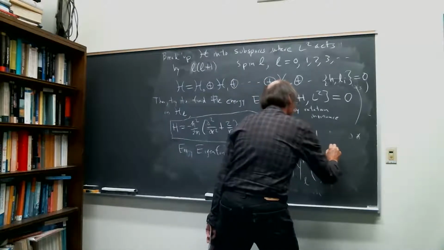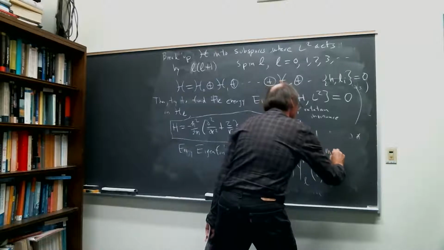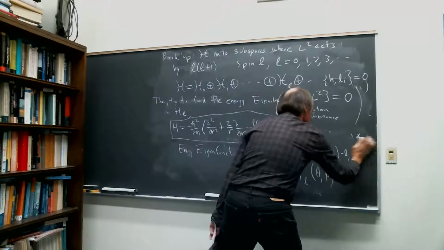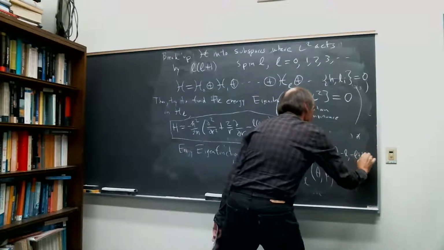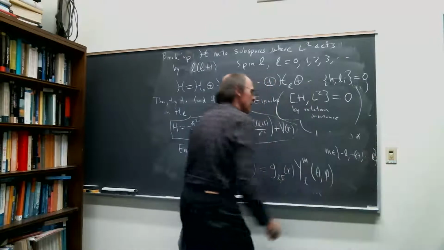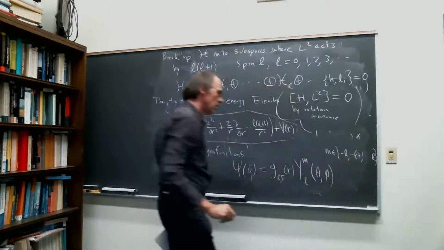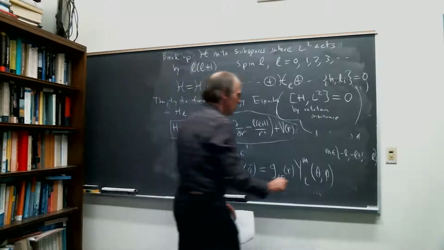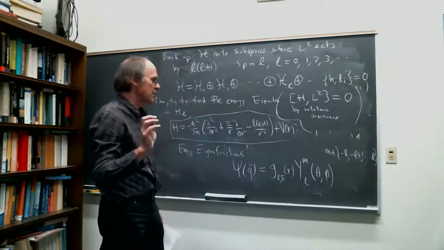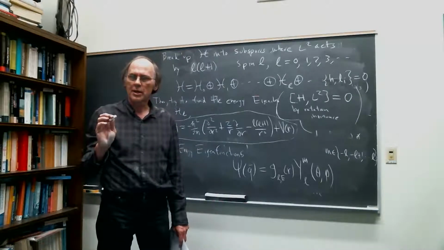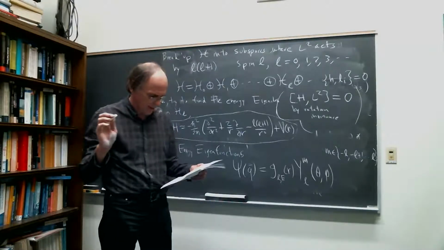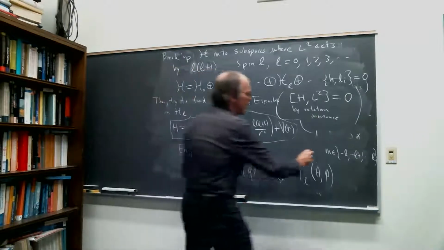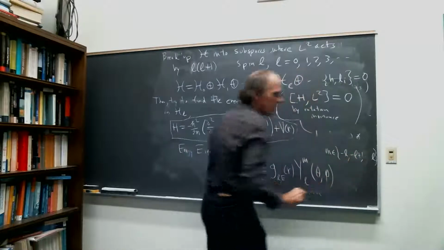And M is an element of minus L up to L. So there's 2L plus 1 of these, right? No, sorry, it's minus L up to L. Anyway, the M's are just these.